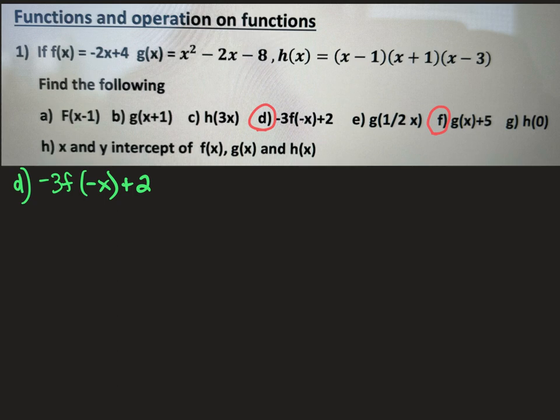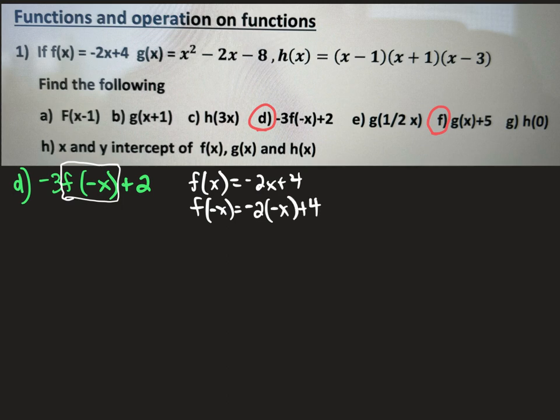So first of all, we're going to take note of the f at negative x that's buried in there, and we're going to figure that out off to the side. So we know f of x is equal to negative 2x plus 4. So f at negative x means we replace x in that equation with negative x. So basically scoop it out with some brackets and insert negative x. Let's just simplify that a minute. Negative 2 times negative x is going to be positive 2x and then plus 4.